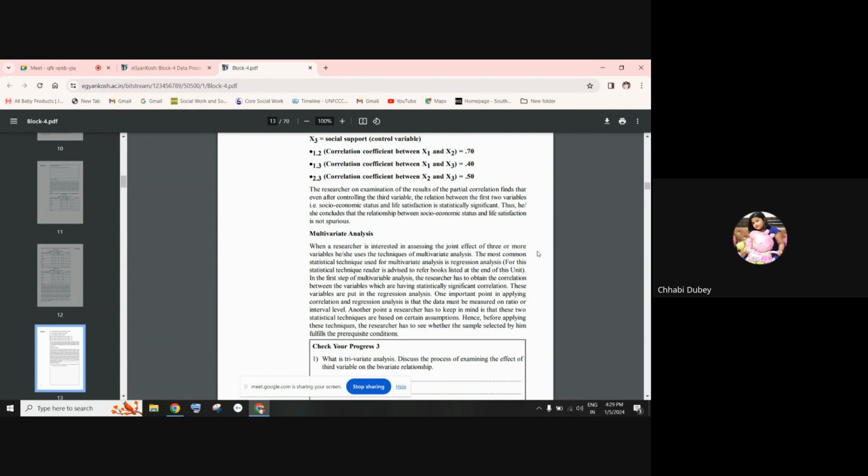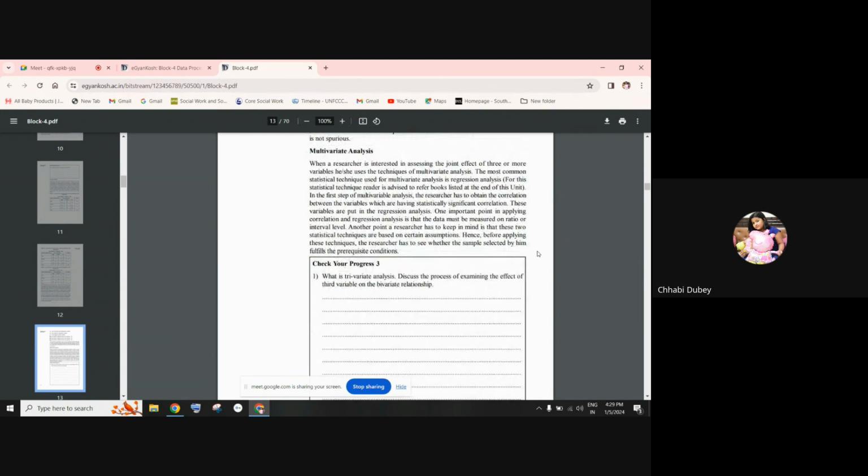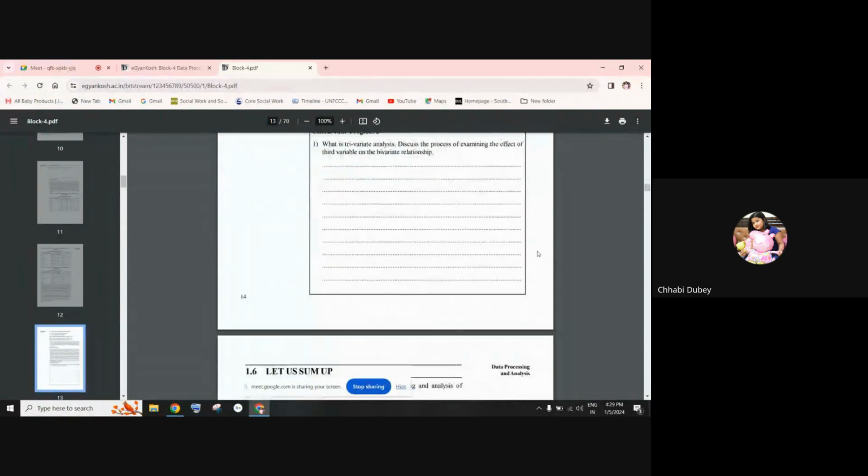And another thing that we have to keep in mind when we are using this technique is that these are based on certain assumptions. Hence, when we apply these techniques, the researcher has to see whether the sample which is selected by the researcher fulfills the prerequisite conditions. So all of these different statistical tools have certain conditions which need to be fulfilled. So when we apply these statistical tools, we have to understand, and also make sure that those conditions are actually fulfilled before we apply that particular statistical tool to our analysis.